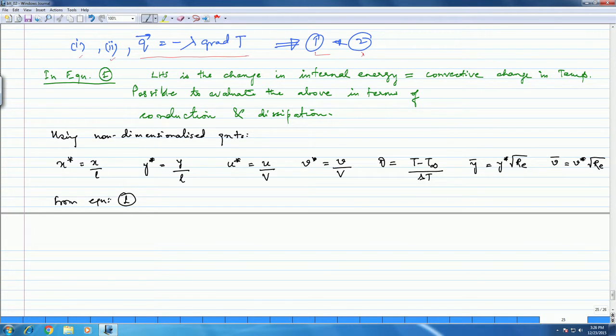Now, using equation 1, we can write the steady state 2D energy equation as follows. We shall write it as rho Cp V by L delta T, into, let's write this in a, just to, give me a sec.